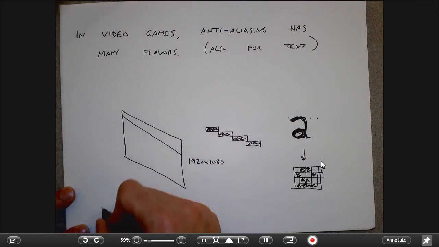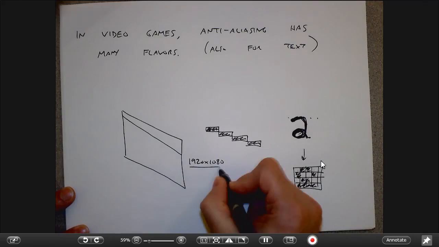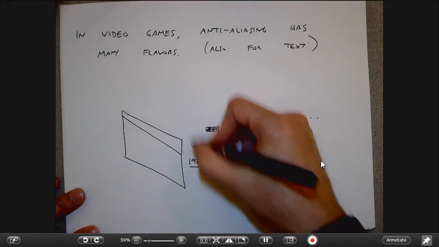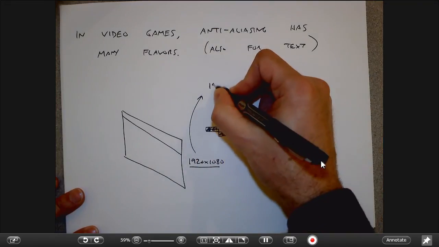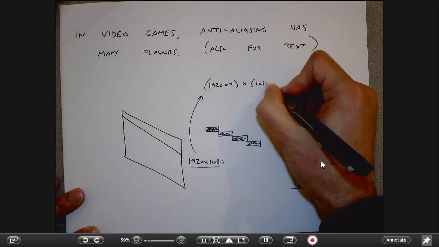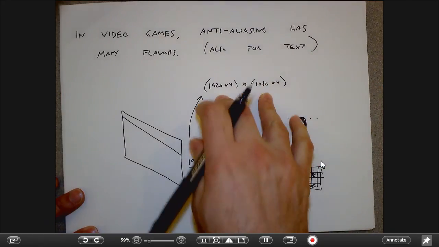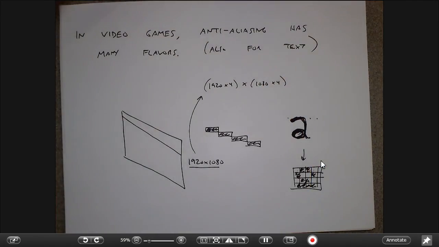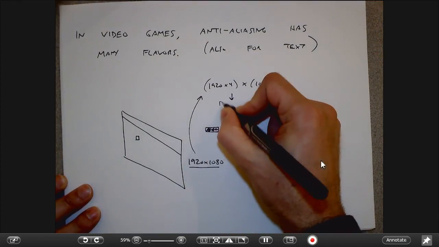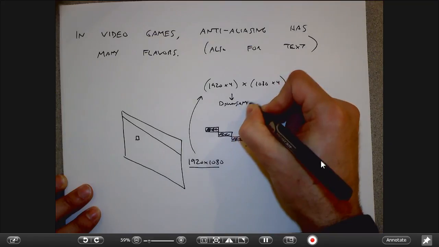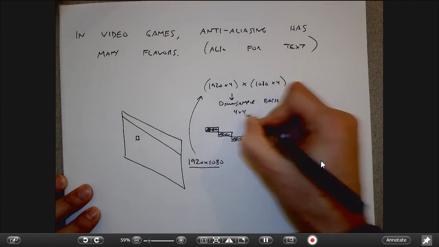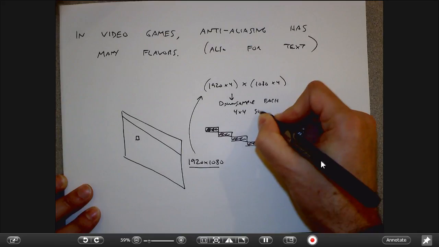So what is the solution? One solution is to say, okay, if your graphics card and processor are up to it, what I should do is render this at 1920 times 4 by 1080 by 4, right? So in the background, I'm making this massive image. And then at every pixel on this image, I downsample each 4 by 4 square.